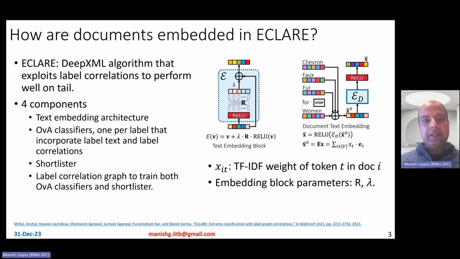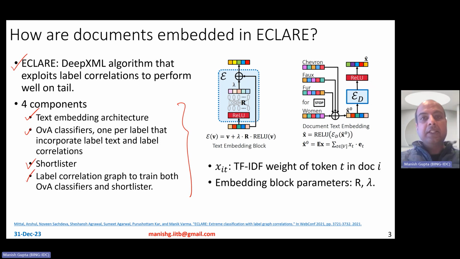ECLARE is a deep learning based extreme classification algorithm and follows the DeepXML pipeline. On top of the typical DeepXML pipeline, it uses label metadata, and not just label metadata like DECAF, it also uses label correlations to perform really well on the tail. ECLARE contains 4 different components. A text embedding architecture, which is used to embed both the document text as well as the label text. It also learns one-versus-all classifiers, one per label, that incorporate both the label text information and label correlation information. It has a shortlister for efficient inference and also for efficient backpropagation.